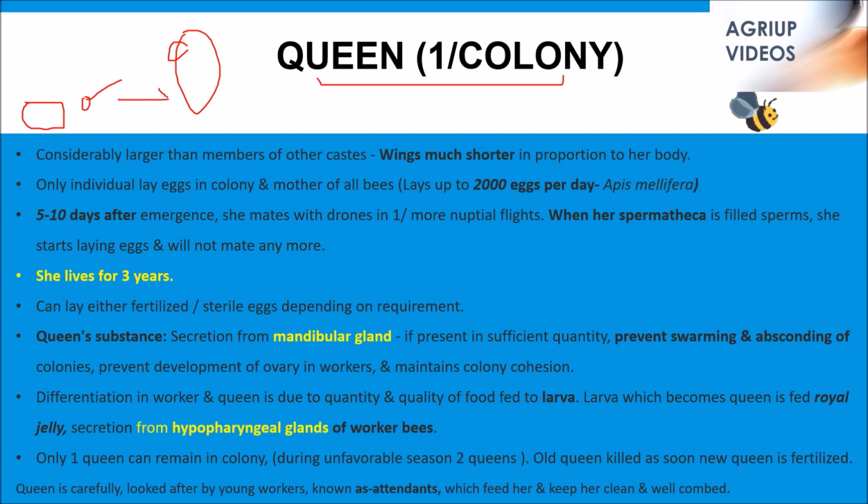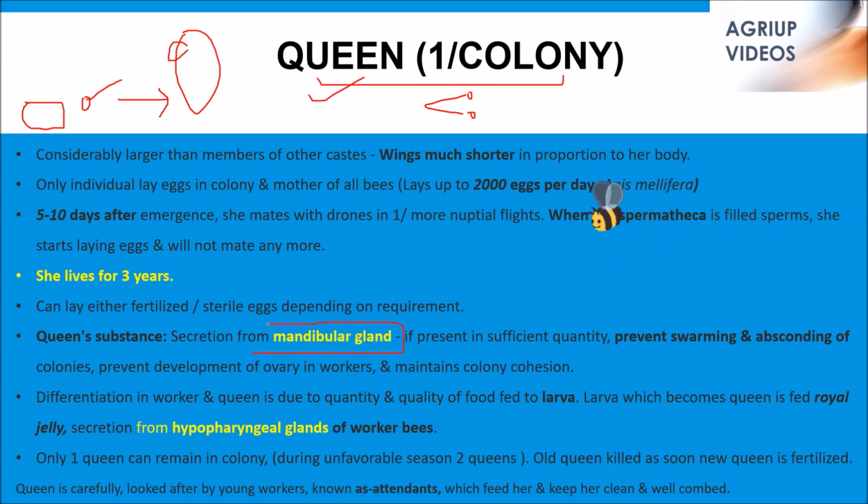After that, when her spermatheca is filled with sperms, she will start laying eggs and will not mate anymore. The life of a queen is 3 years. They can lay fertilized eggs and unfertilized eggs, depending on the requirement. Queen substance is a very important substance which is released from the mandibular gland.